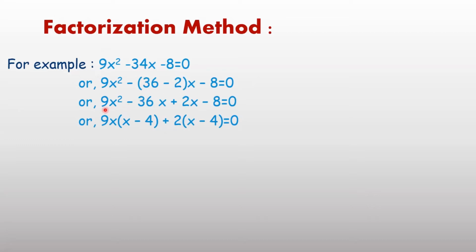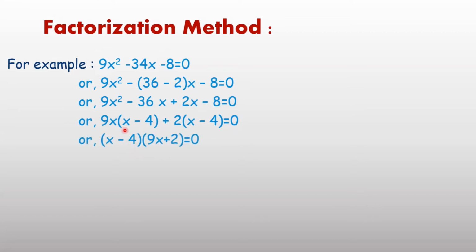Open the bracket. 9x square minus 36x plus 2x minus 8 equal to 0. In the first and second terms 9x is common, remaining part x minus 4. Plus 2 common, x minus 4. Now there are two terms, first term and second term, with x minus 4 common.